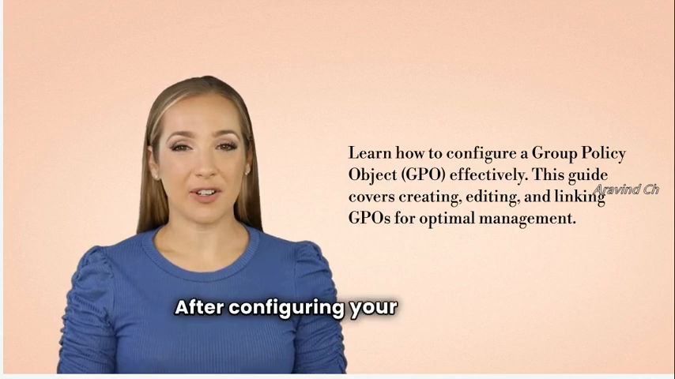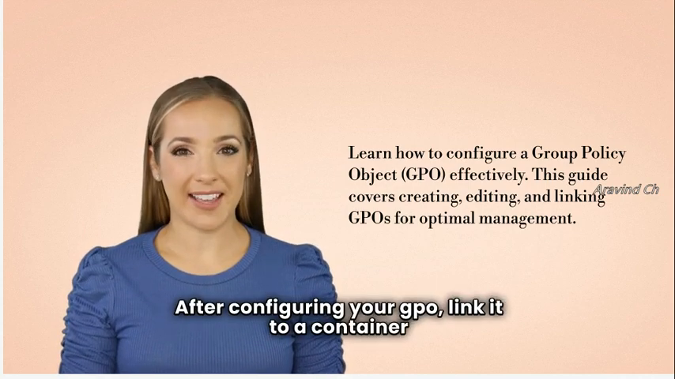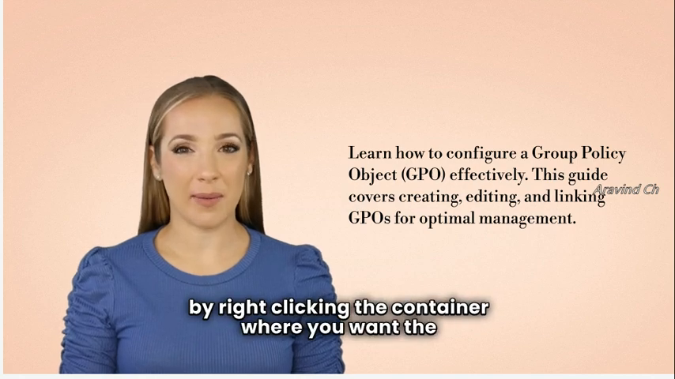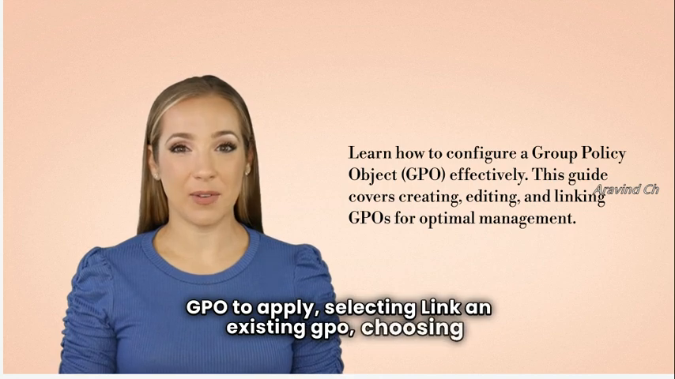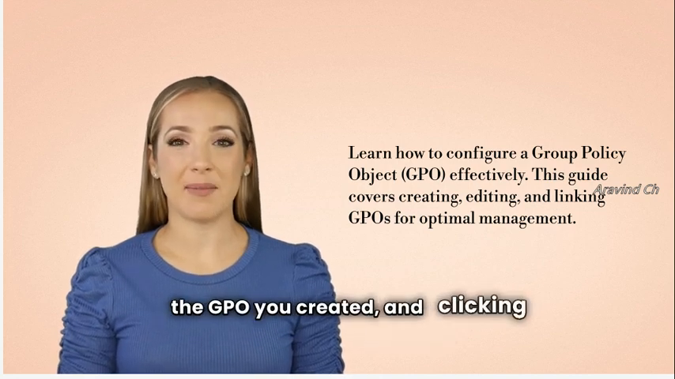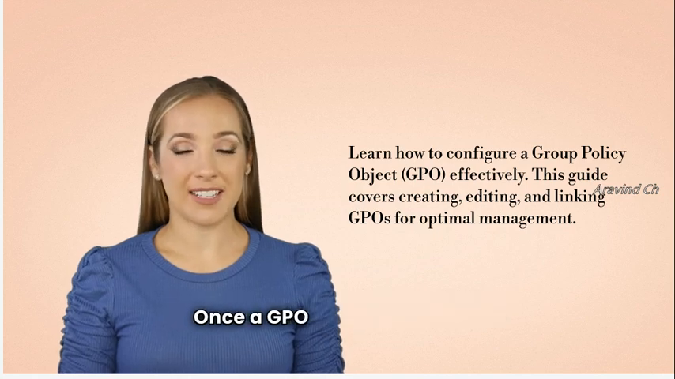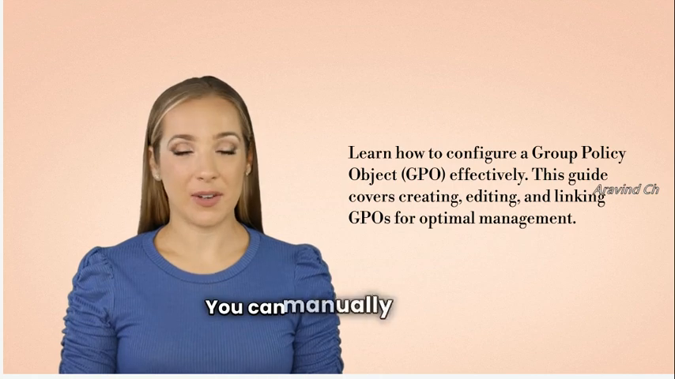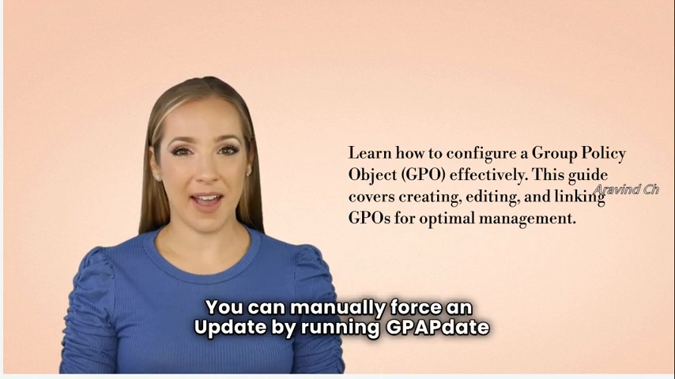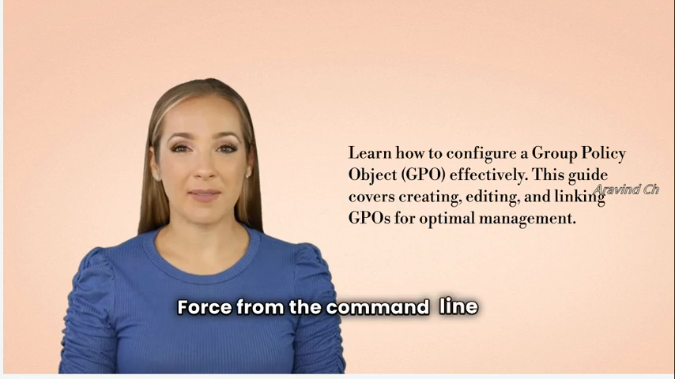After configuring your GPO, link it to a container by right-clicking the container where you want the GPO to apply, selecting Link an Existing GPO, choosing the GPO you created, and clicking OK. Once a GPO is applied, it may take time for the settings to propagate. You can manually force an update by running gpupdate /force from the command line on a target machine.